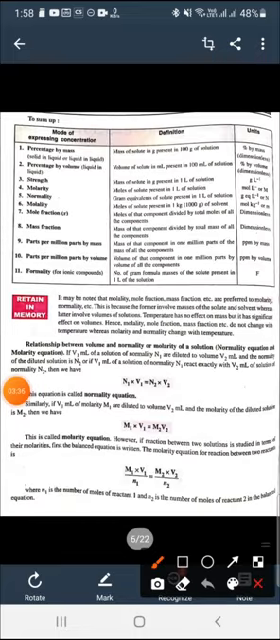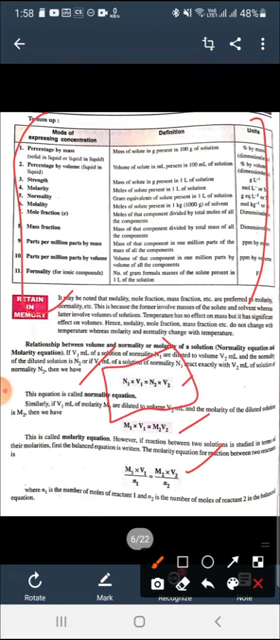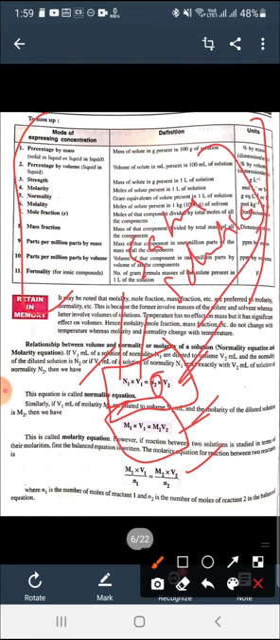So next, here is the table. Go through it. There are three equations. First one is normality equation, that is N1 V1 is equal to N2 V2. If we are provided with N1, V1, and V2, then easily we can calculate N2. Similarly for the molarity equation, these two equations are for the same solution, but the third one is only for two different solutions.